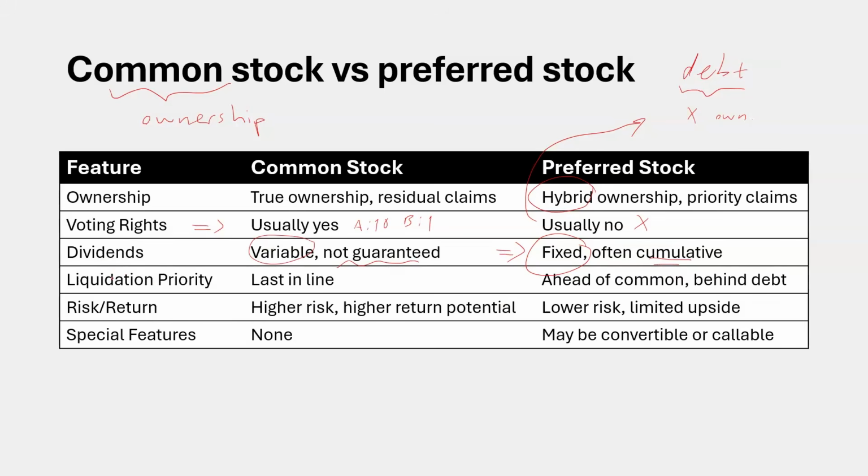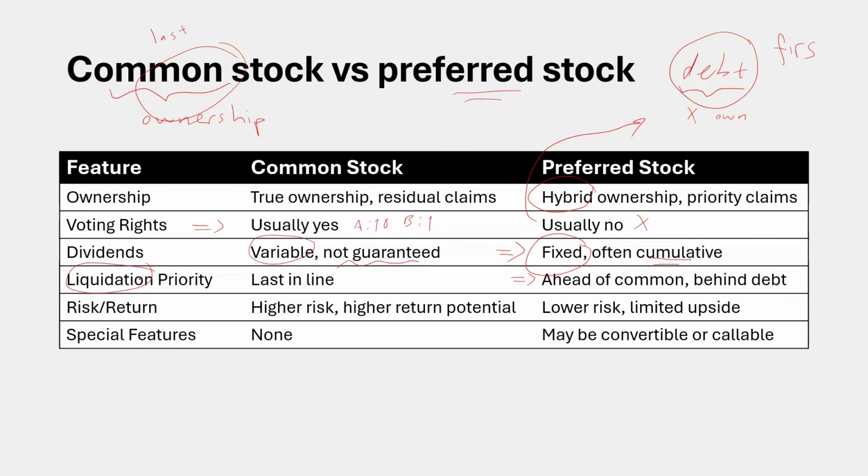And if things go bad, if the company goes into liquidation, remember that debt holders are paid first, so they have the priority. Common stockholders, the shareholders, are paid last. So debt holders are paid first, and preferred stock owners are paid before common stockholders and after debt holders. Okay, so ahead of common and behind debt.